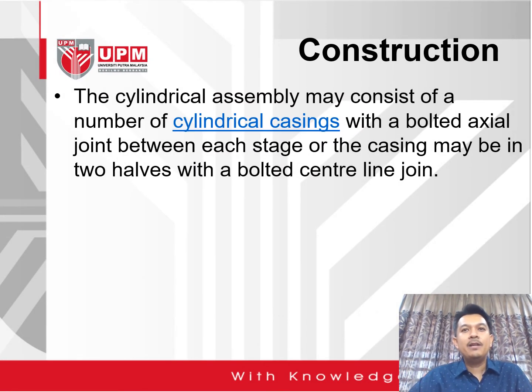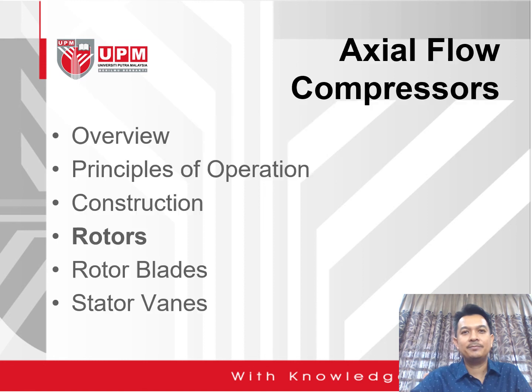The cylindrical assembly may consist of a number of cylindrical casings with a bolted axial joint between each stage, or the casing may be in two halves with a bolted center line joint, like we just showed, where we have the front casing and the rear casing, and the upper casing as well as the lower casing.